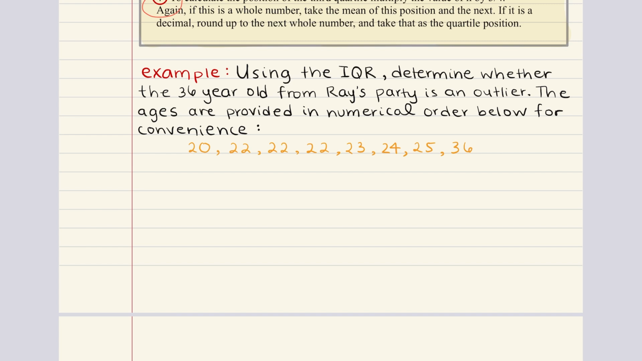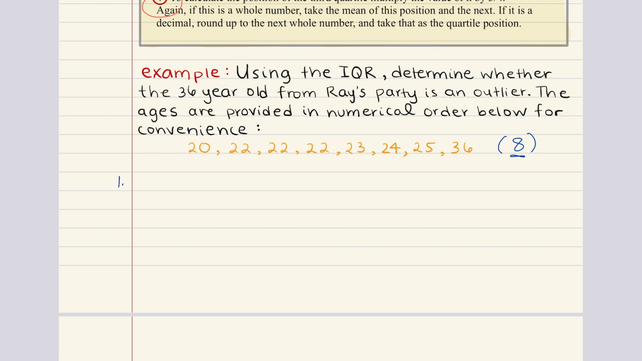In order to determine whether this point is an outlier, we first need to calculate the interquartile range. To do so, we have to determine the first and third quartiles, which I'm going to refer to as Q1 and Q3 respectively from here on out. Now, this data set contains 8 values, and this number is going to be really important to us when we calculate Q1 and Q3.